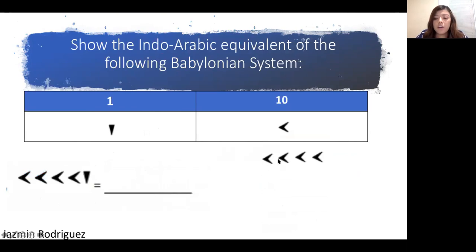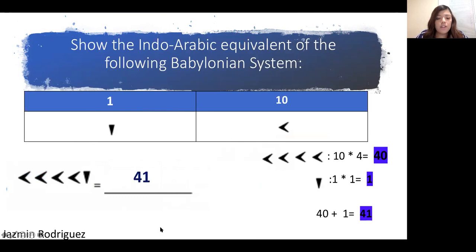Right here, I'm going to call these arrows because it's the easiest way. We see that we have 4 of these, and each one represents the value of 10. So we do 10 times 4, and we get 40. Then our next symbol is this right here, and we can see that we have just 1 of those, and it represents 1. So 1 times 1 is 1. Then to get our total, we add 40 plus 1, and we get that the equivalent is 41.